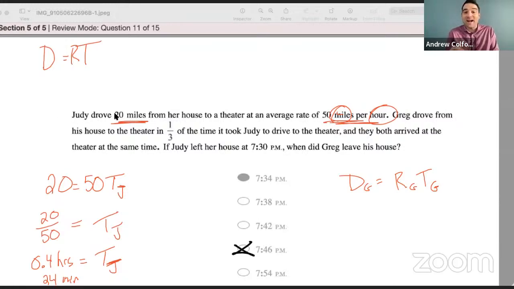Okay, well, if Judy left her house at 7:30, that means she arrived at the theater at 7:54. We want to know when Greg left his house. Well, Greg got there in 1/3 of the time. So that's 8 minutes. And that's our answer right there, right? If Judy left her house at 7:30, Greg arrived at the same time, but he only spent 8 minutes. That means he left 8 minutes earlier than this. So 7:46.